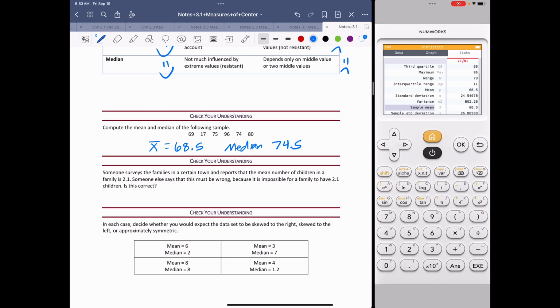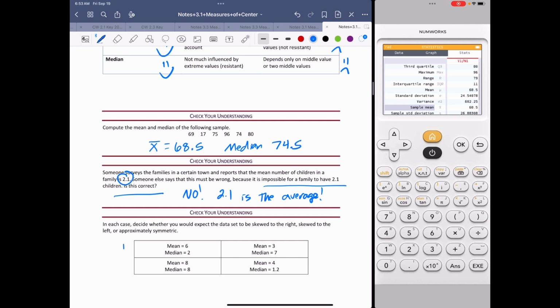When you look at this second question, it says someone surveys the family in a certain town and reports that the mean number of children in a family is 2.1. Someone else says this is wrong because it's impossible to have 2.1 children in a family. Is this correct? And this is why it's not correct, because 2.1 is the average. And if we did this in our class, it would likely be somewhere between 2 and 3. It would not probably be 2 or 3 or 1 or any of that. It would probably be something like 2.1.